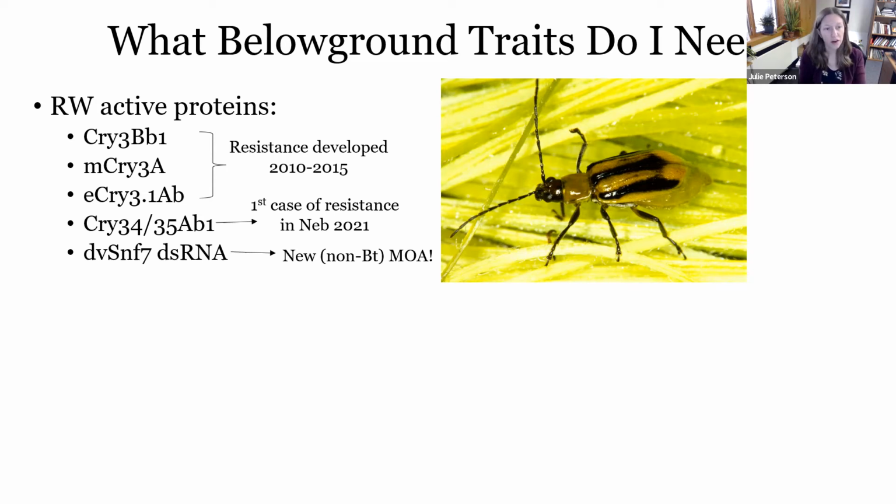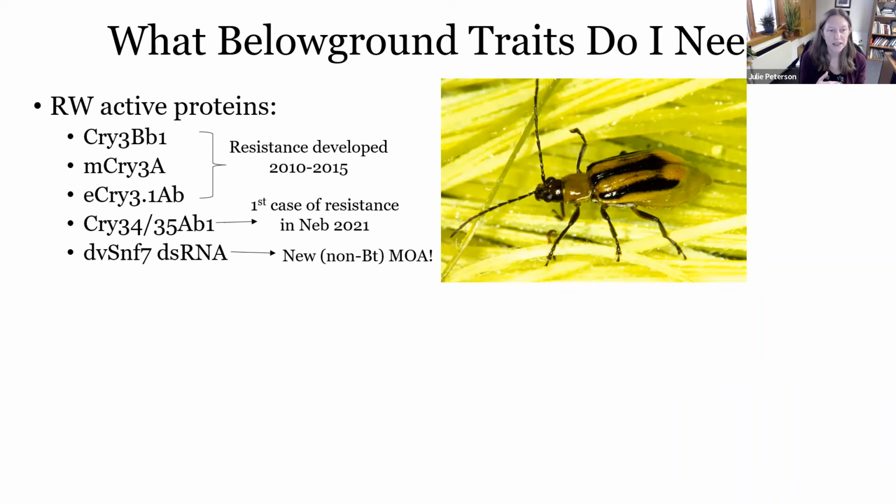It's good, then, seeing all these resistance issues with Bt, that we do have a new mode of action that's coming out onto the market. So this would be in products like the SmartStax Pro, and it's not a Bt protein at all. It's actually using an RNA interference mode of action.